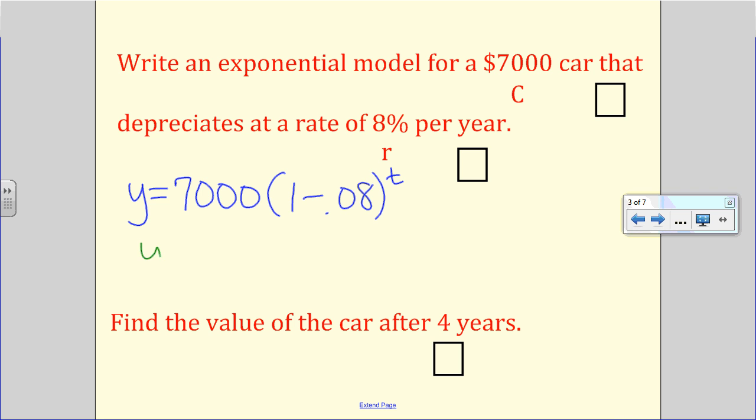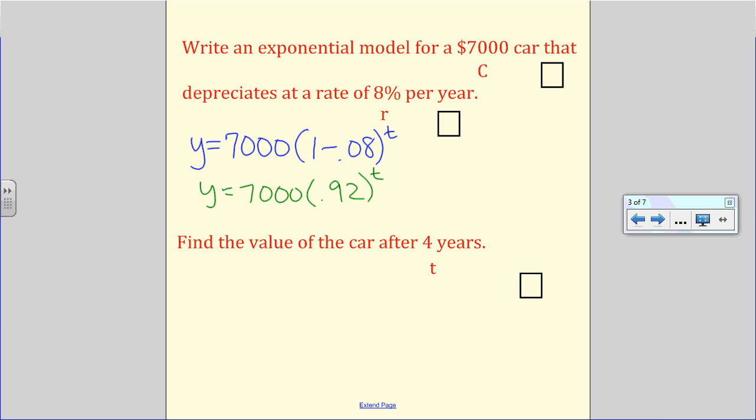It's going to help with today's lesson if we actually look at what this is. What is 1 minus 0.08? Good job. Take 100 minus 8, right? 100 minus 8 is 92. What you're going to notice is on these decay models, this is always going to be less than 1. On the growth models, it's always greater than 1. So that's how we're going to distinguish between an exponential decay equation and an exponential growth equation. We'll take a look a little bit more at that later on in the notes.